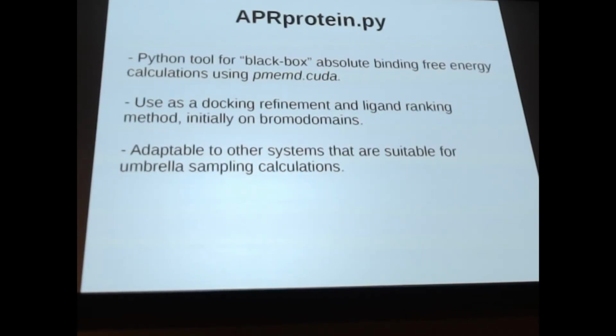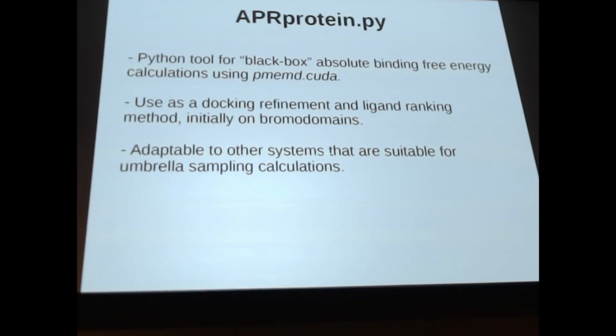So this is the program based on this paper, but it has a lot of new stuff. The idea is to create this Python tool for black box absolute binding free energy calculations. And this is actually black box. You don't do anything. It does everything for you, and it just puts out the result with all the calculations and generation of parameters, everything. So we can use the docking refinement tool to see if you can actually perform better than machine learning tools such as most docking programs. And also ligand ranking too, but right now I'm more concerned about the docking refinement part.